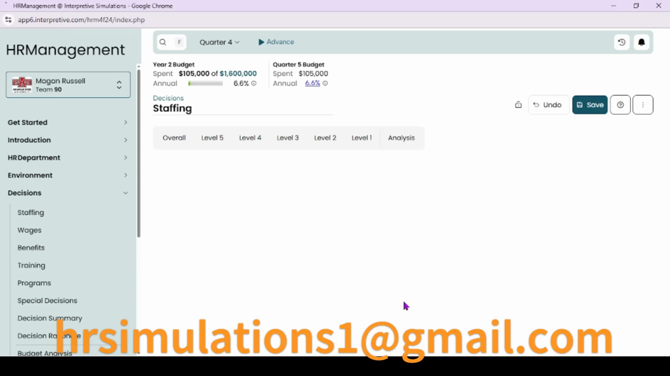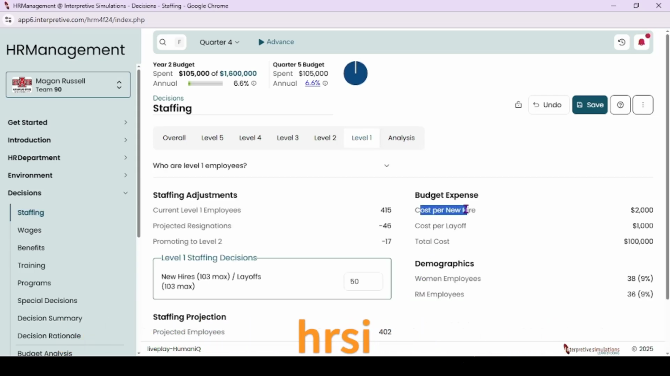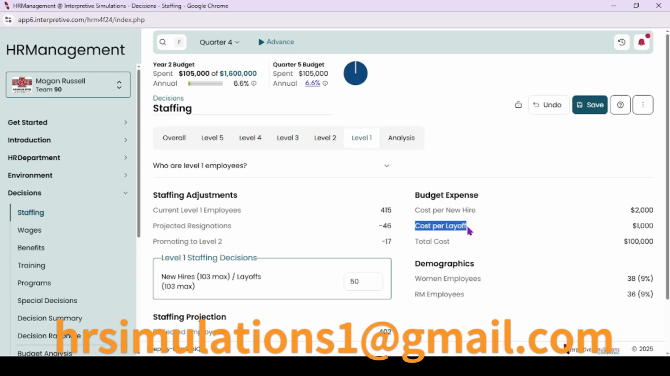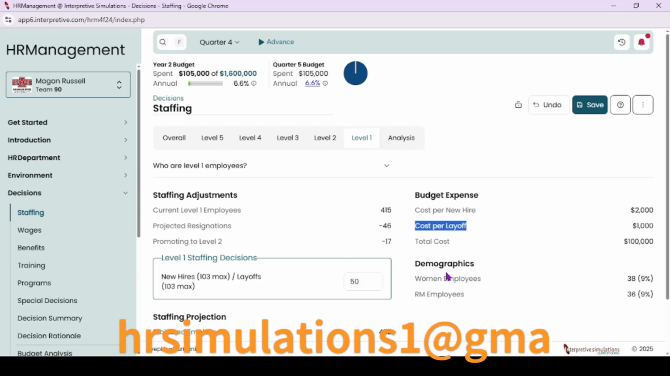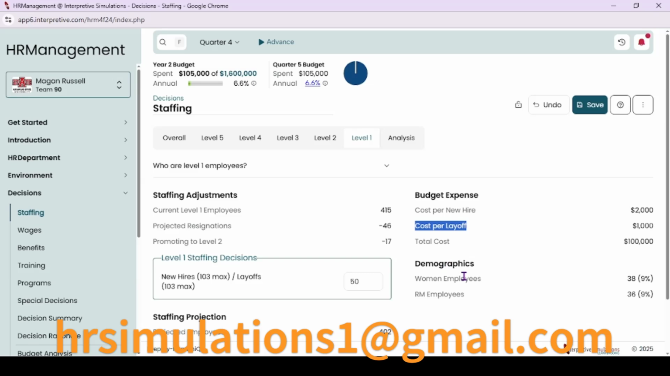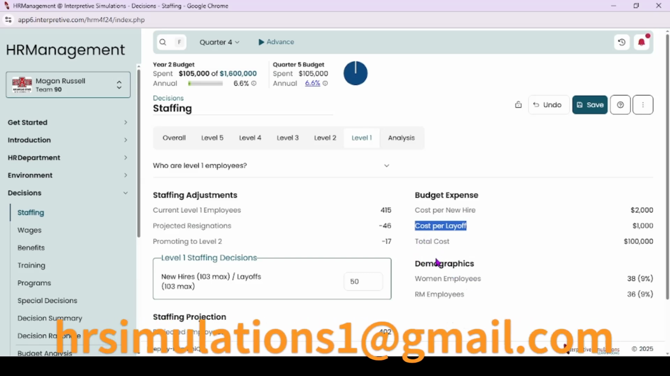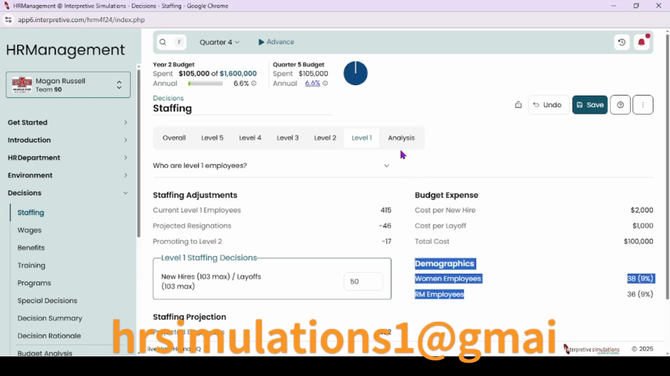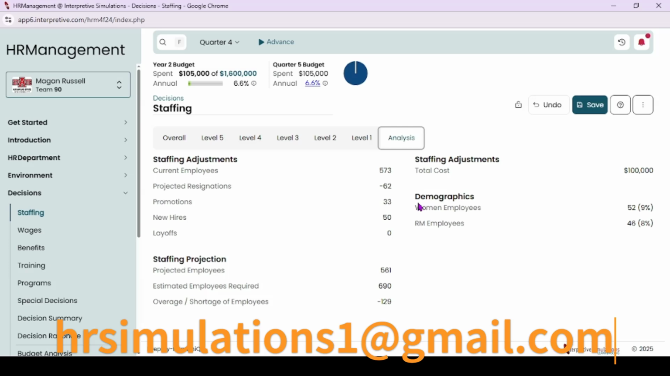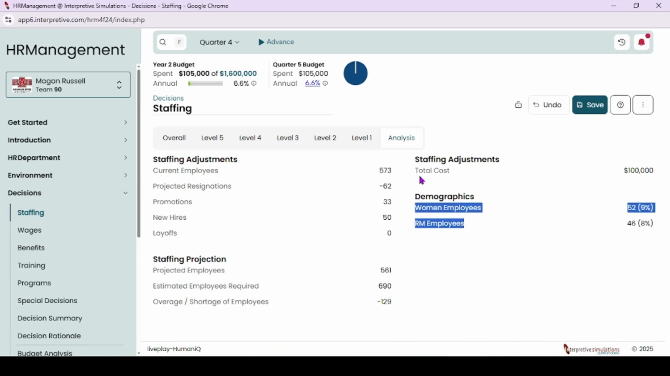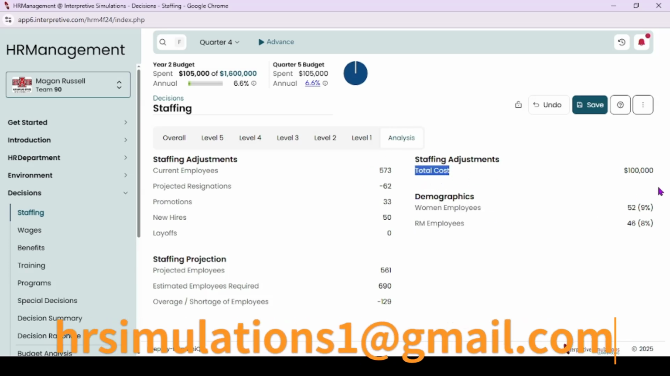Remember that we have the cost for hiring. So we have the cost per new hire and cost per layoff. So if workers are leaving your company, there is also a cost for that. Remember those compensation costs and all that. We also have the demographics, whereby you have the women employees and the racially marginalized employees. You can see the total cost for the staffing will be 100,000.